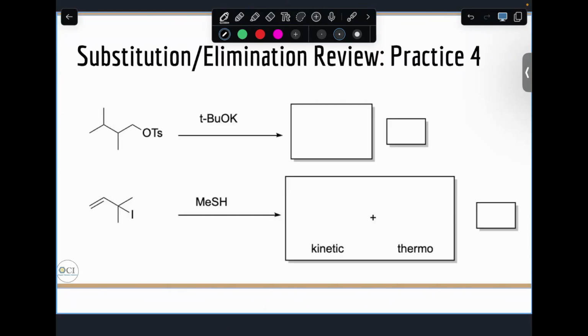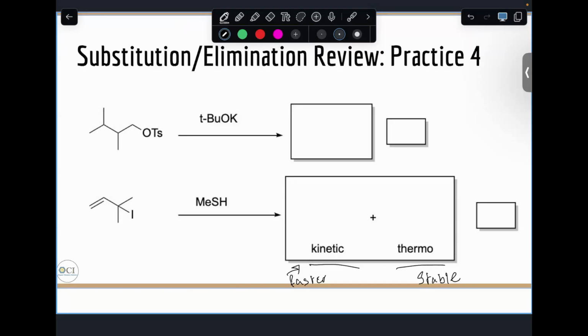Here's the key. Got some more practice for y'all. I'll give y'all a few minutes on this. Are y'all familiar with kinetic and thermal products? So kinetic is the one that is faster, the faster product that is formed. And the thermal product is the one that's more stable. All right, y'all ready to move on? All right, let's do it.